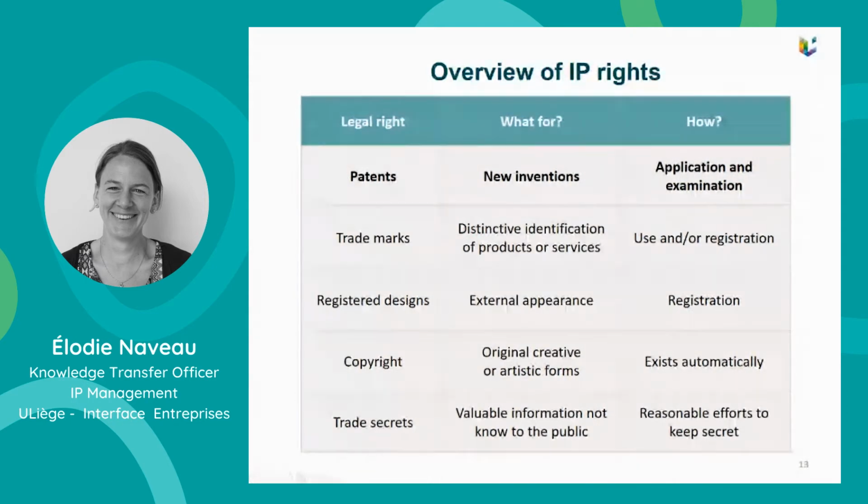So this slide is the overview of the different IP rights as we saw them. Just remember that some rights exist automatically, like the copyright. For the others, you need to register. We will see the patents in more detail in the next part of the course. For the patents, you also need to apply for it. And for the trade secret, you need to make reasonable efforts to keep it secret.